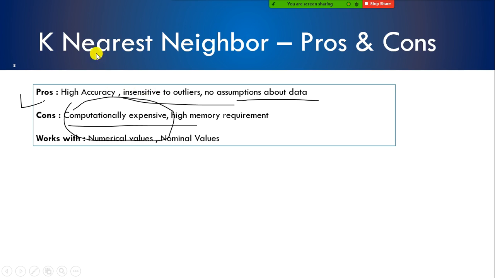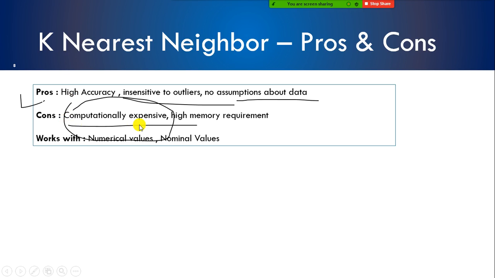And what is the advantage and disadvantage of the k nearest neighbor? Accuracy wise it is good, and it is not sensitive to outliers. Hope you remember I discussed linear regression, right? In the case of linear regression, it is sensitive to outliers. Linear regression makes some assumptions, whereas here it is not making any assumption at all.